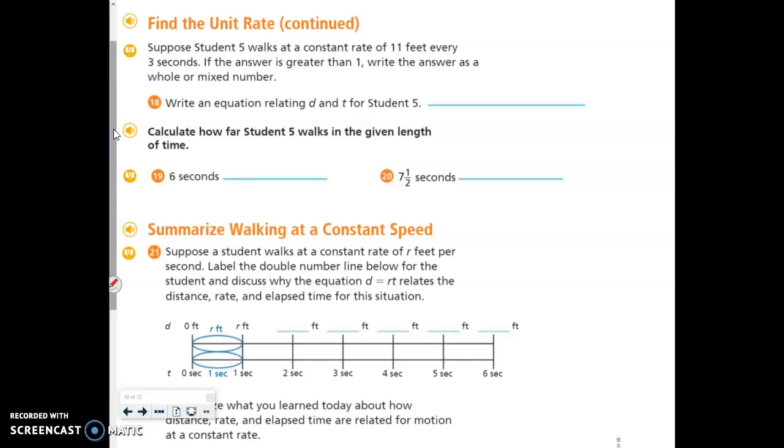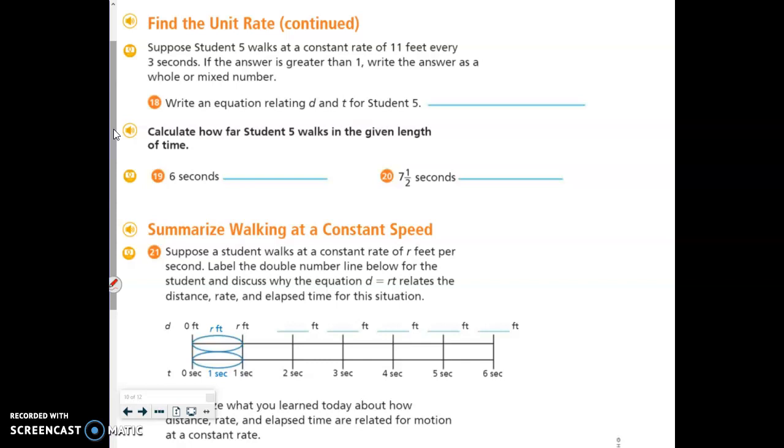It says if the answer is greater than 1, write the answer as a whole number or a mixed number. Write an equation relating D and T for student 5. So essentially we are trying to create an equation using the unit rate, got to figure out the unit rate of 11 feet per every 3 seconds.